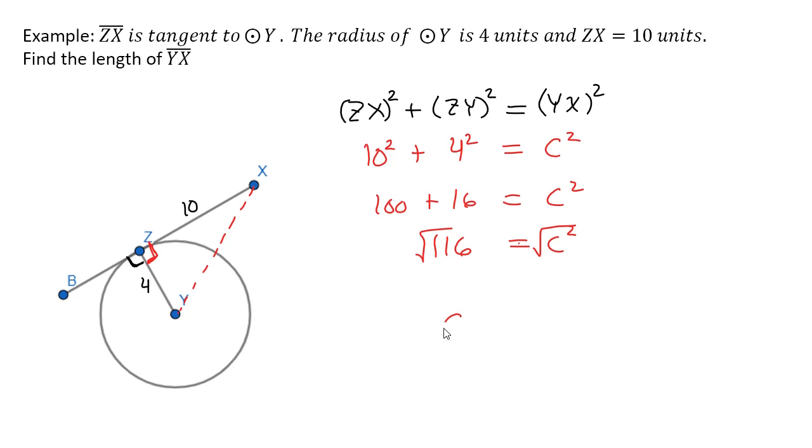Then the answer C, you can either say is the square root of 116, or approximately 10.8. It depends on whether you need to round it to the nearest tenth or the nearest hundredth. So that is our missing segment, the square root of 116. Okay, let me change this back and say this is going to be YX.